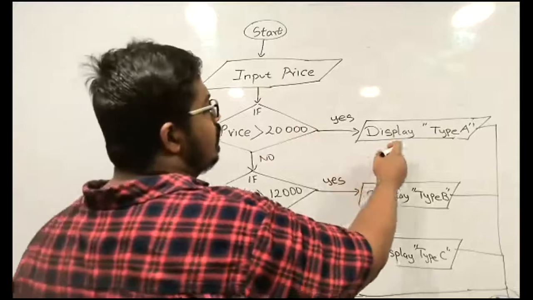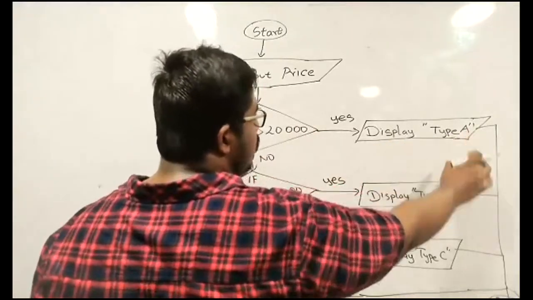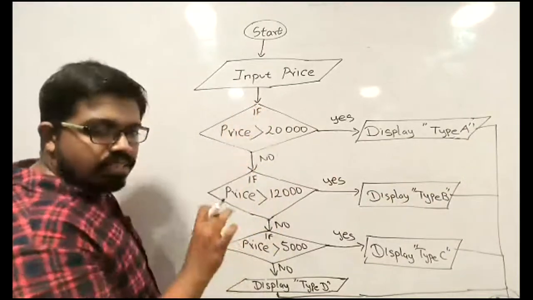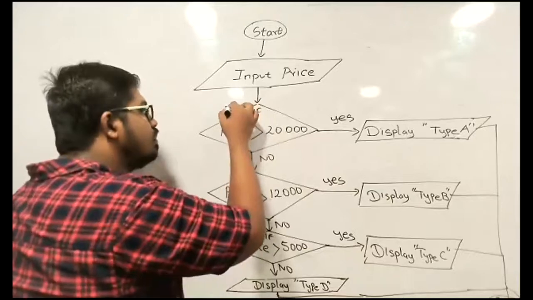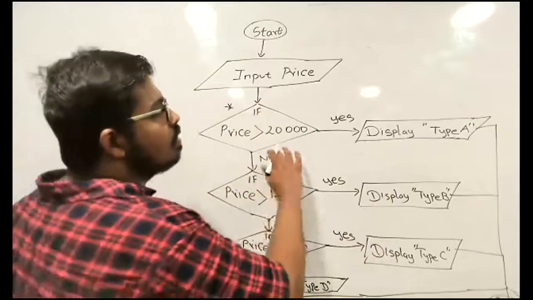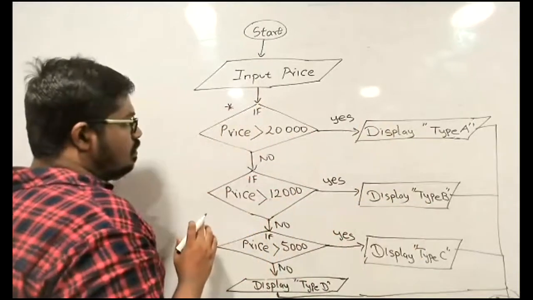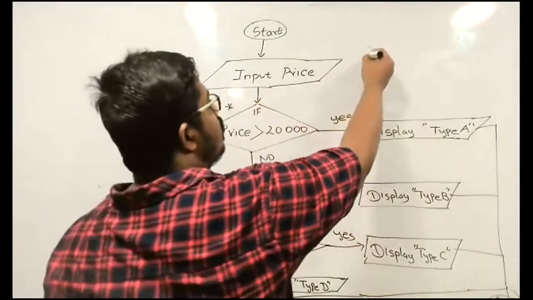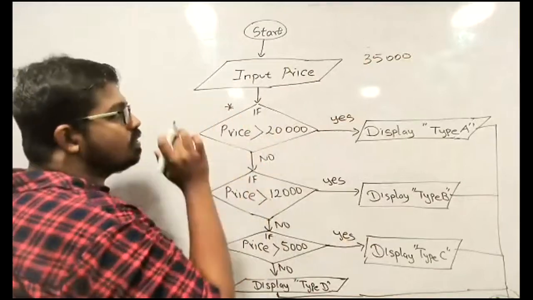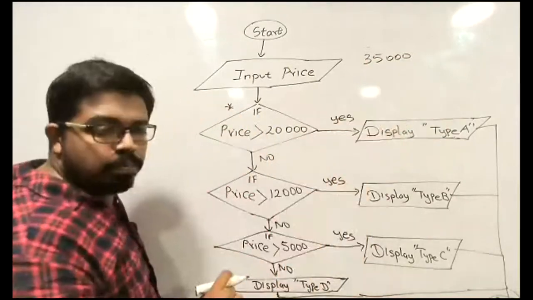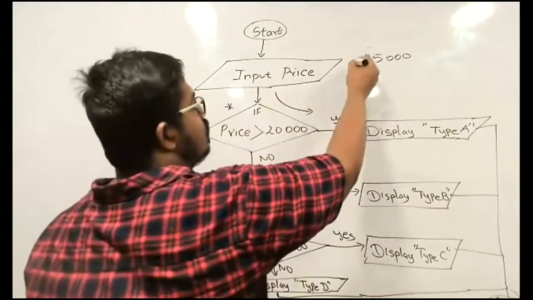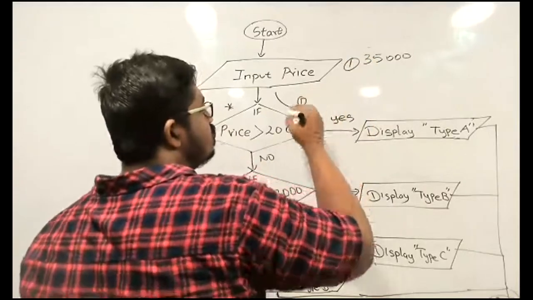So it will display type A. So type A is the output when this condition is satisfied. Example 35,000. So 35,000 greater than 20,000, true, display type A. So in this way, it will work. Right? This is the first one. I will mark it as 1.